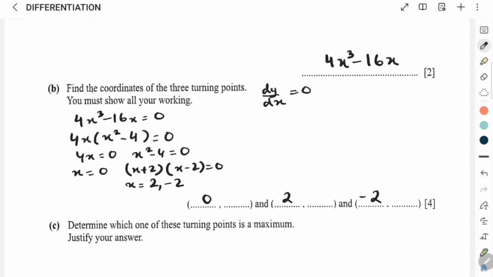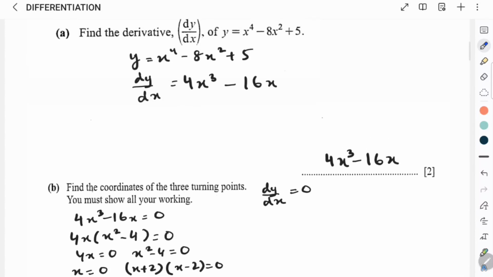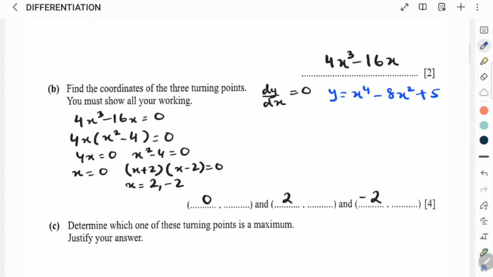Now we find the y coordinate by substituting the values, always in the original equation. So the original equation is y equals x to the power 4 minus 8x squared plus 5. I got 3 values for x. One is 0. So when x equals 0, obviously y equals 5. So I'm getting (0, 5). Now I'm going to find it for 2 and then minus 2.